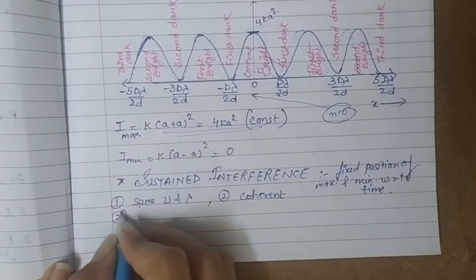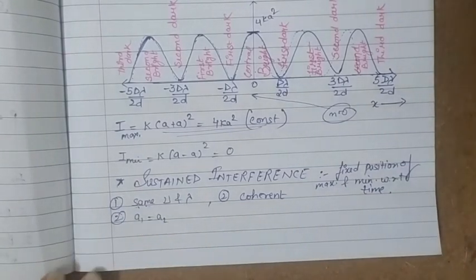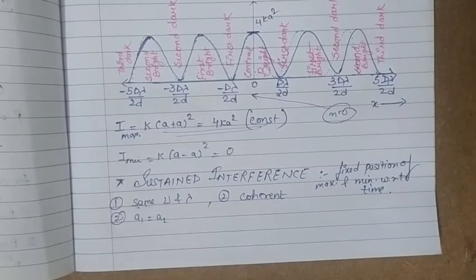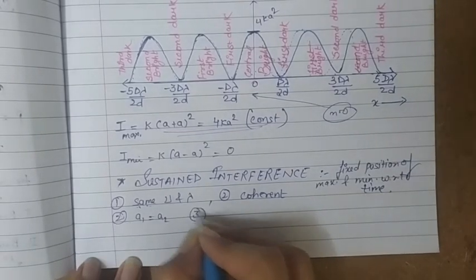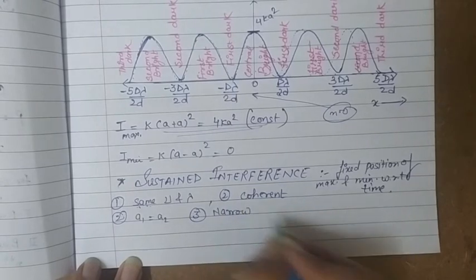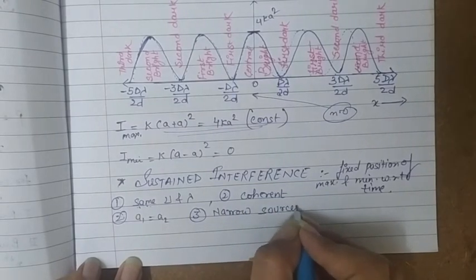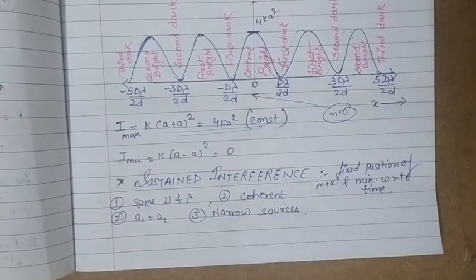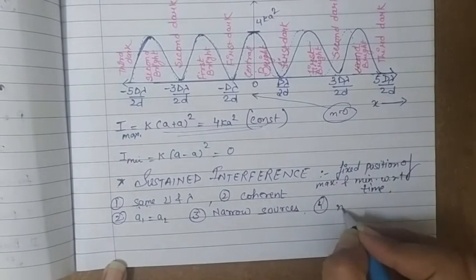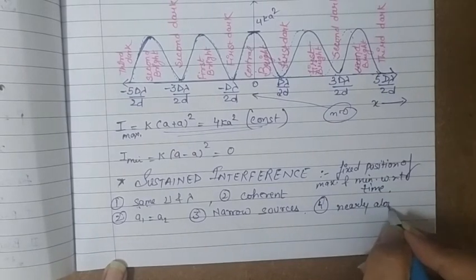Next, for better contrast, the amplitude of the interfering waves should be equal. We have to put the amplitudes, A1 should be equal to A2. So the amplitudes of the two waves coming for interference should be equal. Next, the sources, or the slits that we are using, should be narrow. So sources should be narrow to get better sustained interference. Next condition is that these interfering waves must travel along the same direction, or if not exactly the same direction, then at least nearly along the same direction.